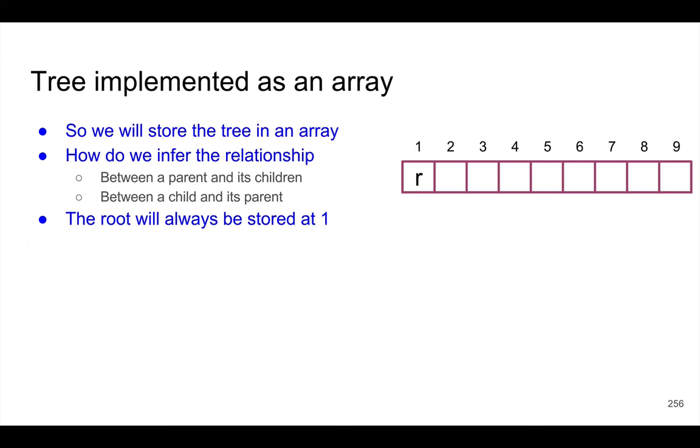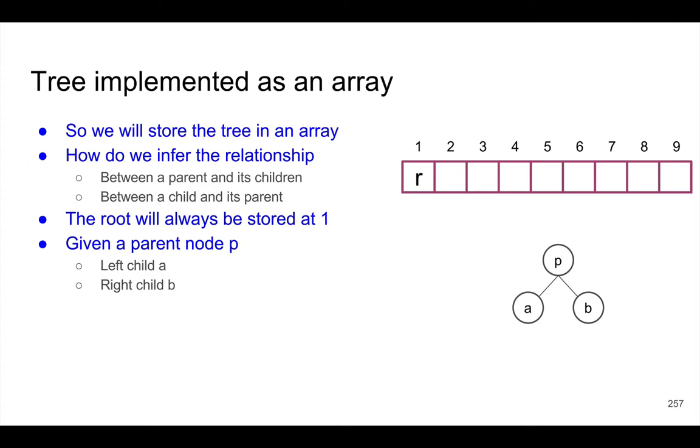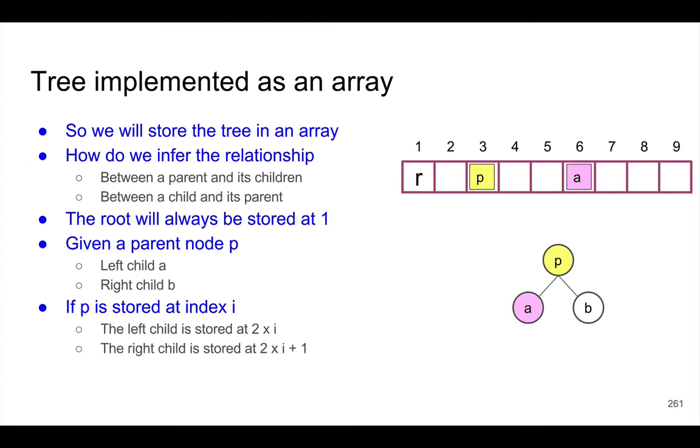So the root, which I'm labeling R here, will always be stored at index 1. And given any node P, and let's say we're treating P as a parent at the moment, and it has a left child A and a right child B, it turns out that if P is stored at some index I, and in this example I'm assuming P is stored at index 3, then the left child is stored at twice that value. So node A would appear at index 6 in the array, and the right child is stored at 2i plus 1, so node B would appear at location 7.